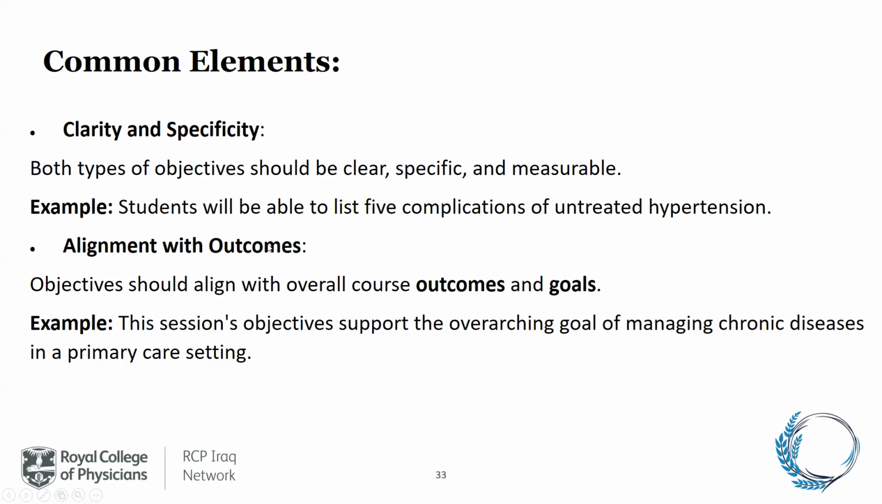The second should be alignment with the outcome. Very important, brothers, I repeat it. Everything should be linked with everything. Therefore, the alignment between the objectives and the outcome. And the example, this session objective supports the overarching goal of managing chronic disease in a primary care setting, because the objective should be finalized into an outcome.